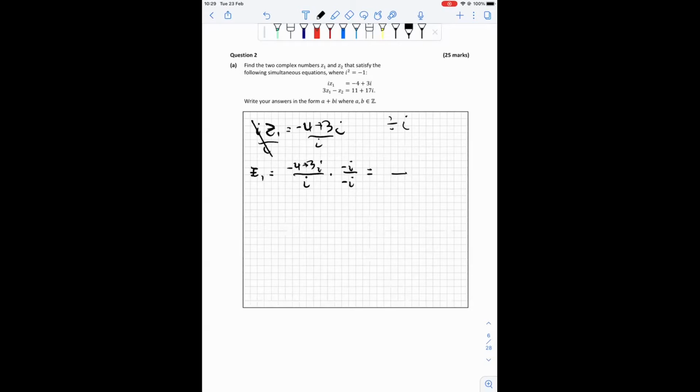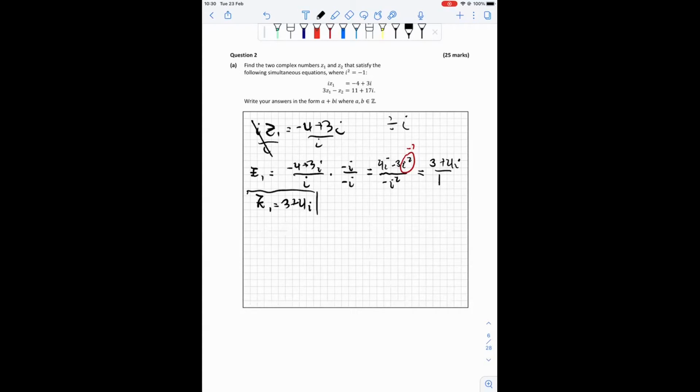On the denominator, I'll be getting minus i times i, which is minus i squared. My i squared is minus 1, so minus minus 1 is just plus 1. So the bottom is cancelled and I have only the number 1 there. Now I'm multiplying the top. Minus 4 by minus i is 4i. 3i by minus i is minus 3i squared. Now I need to fix this. i squared is minus 1, so minus 3 times minus 1 is plus 3. I'm writing the real number first, plus 4i, and that is my answer. So Z1 is 3 plus 4i.